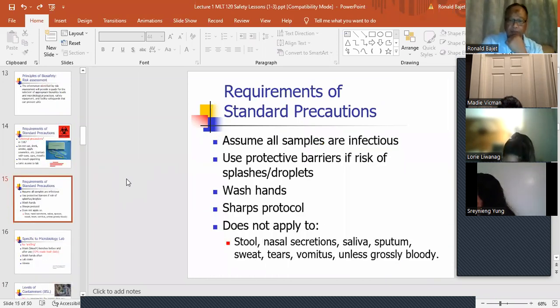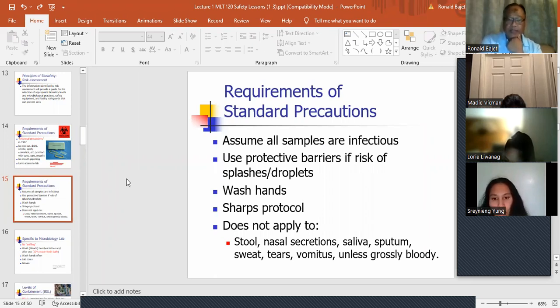Assume samples are infectious. That's the universal precautions. All samples are infectious. You need to be using your PPE. If there's a splash hazard, make sure you wear your goggles or face shields, lab coats, and gloves. Wash your hands frequently. Sharps protocol: don't throw your sharps into regular trash, and the sharps container needs to be no more than 2/3 full.